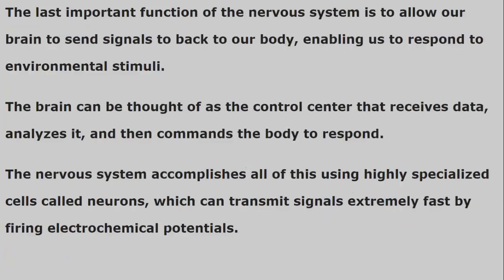The last important function of the nervous system is to allow our brain to send signals back to our body, enabling us to respond to environmental stimuli. The brain can be thought of as the control center that receives data, analyzes it, and then commands the body to respond. The nervous system accomplishes all of this using highly specialized cells called neurons, which can transmit signals extremely fast by firing electrochemical potentials.